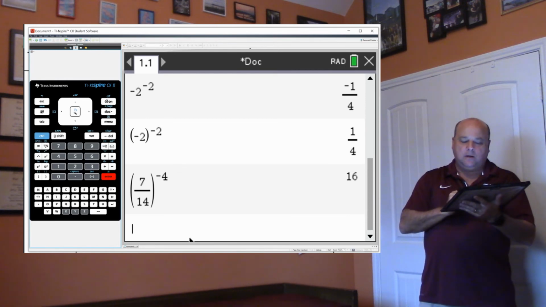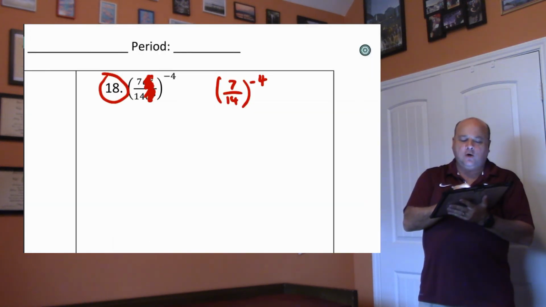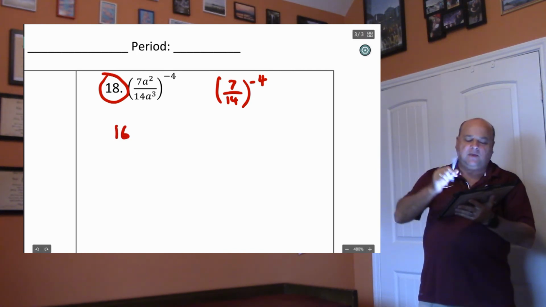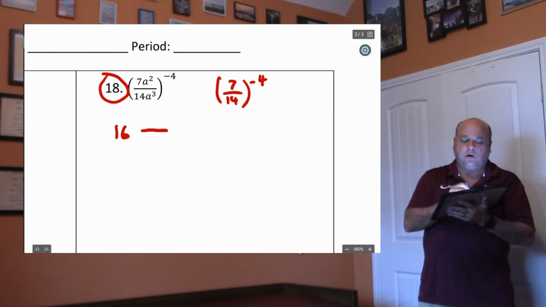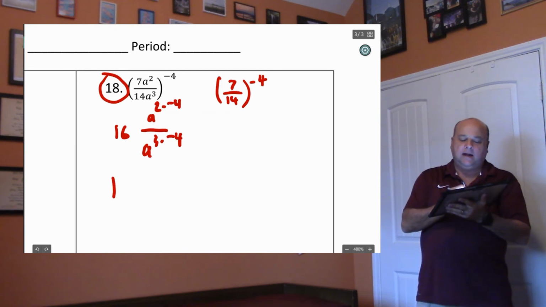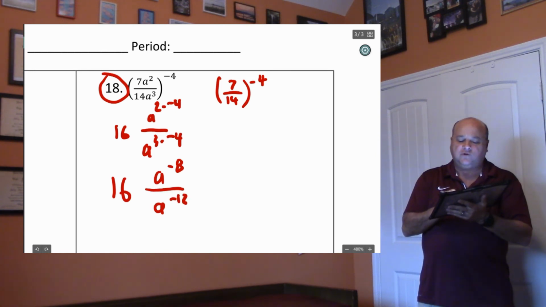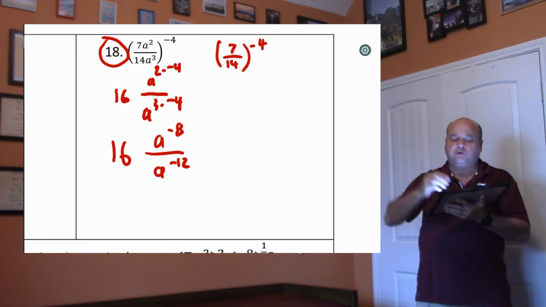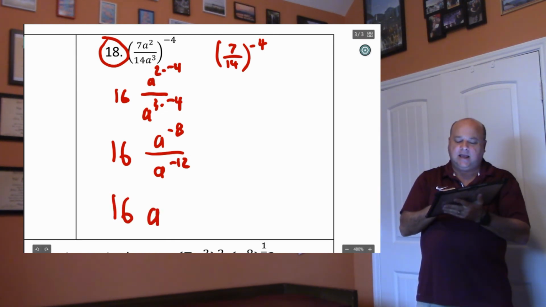So let's go to the problem. Okay, I know my number. Let me undo this. I know my number is going to have 16 on the top of it. Now then, I'm going to draw a fraction bar. I'm going to have 2 to the negative 4, 3 to the negative 4. Now then, I'm going to write down 16, a to the negative 8 over a to the negative 12. Now then, I'm going to use the quotient rule and subtract. So 16, a to the negative 8 minus negative 12.